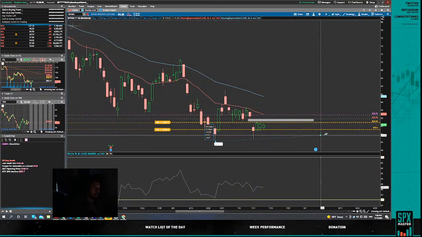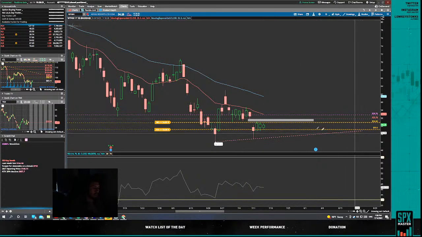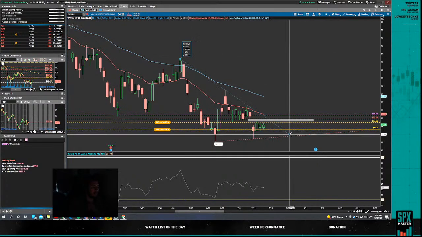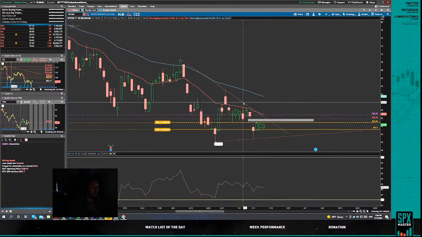We're gonna just do a little trend line right here for future reference, and then we're gonna do a trend line right here for future reference as well. See if we hit that as well.